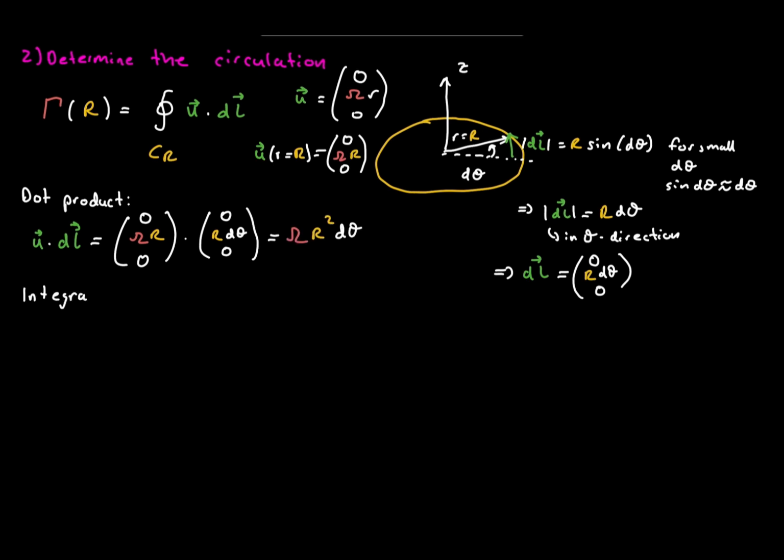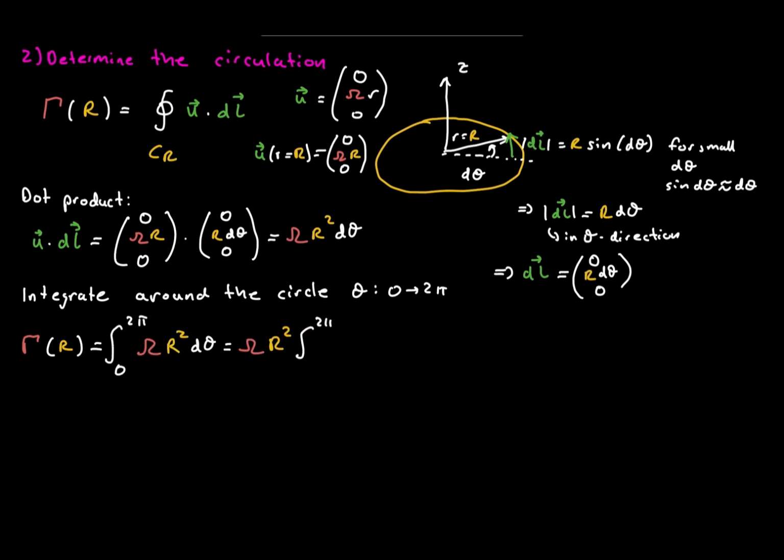To obtain the circulation, we integrate from theta equals 0 to theta equals 2 pi. Omega and r are constants, so they can be taken outside the integral. The remaining integral of d theta gives 2 pi. The circulation is therefore 2 pi omega r squared.